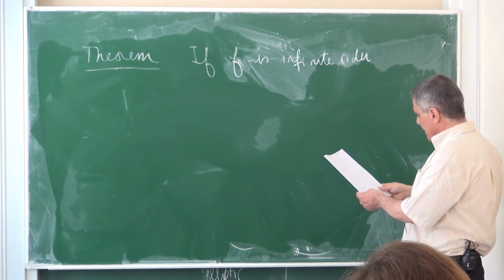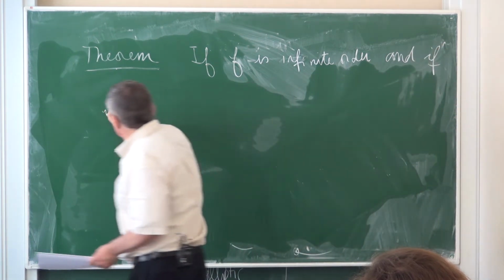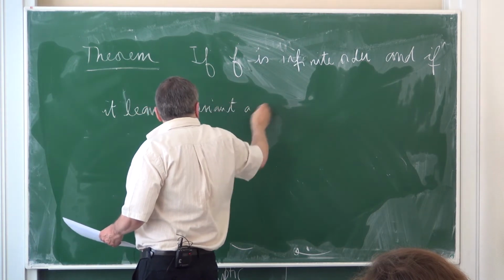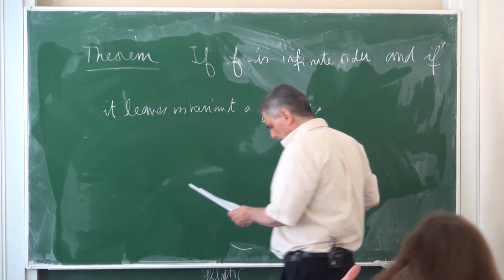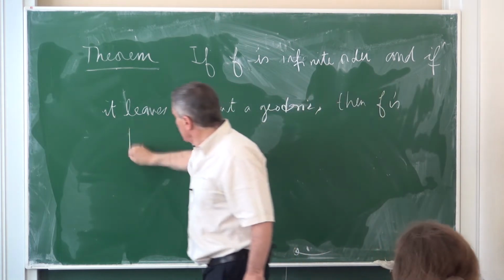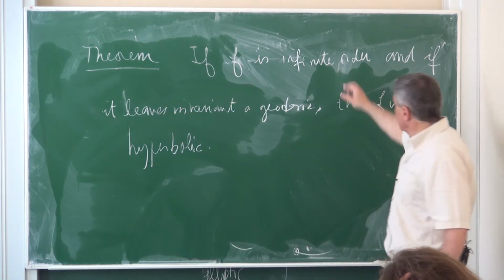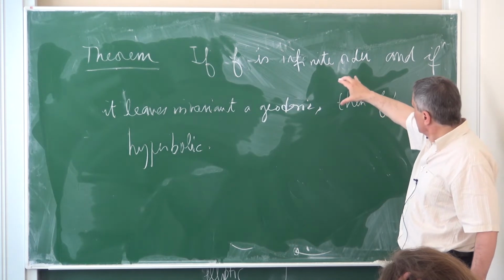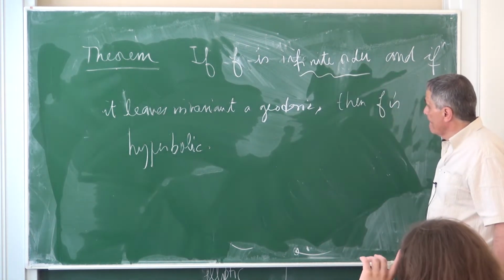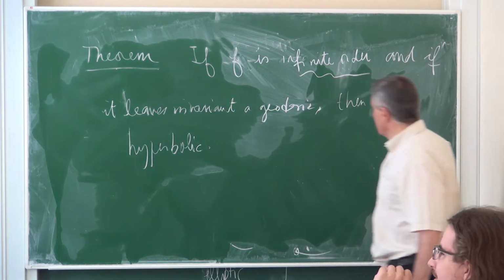So if f is of infinite order, and if it leaves invariant a geodesic, then f is hyperbolic. So this is a hypothesis here, which has the infinite order, from Thurston's classification. And so if it leaves invariant a geodesic, then it is hyperbolic.